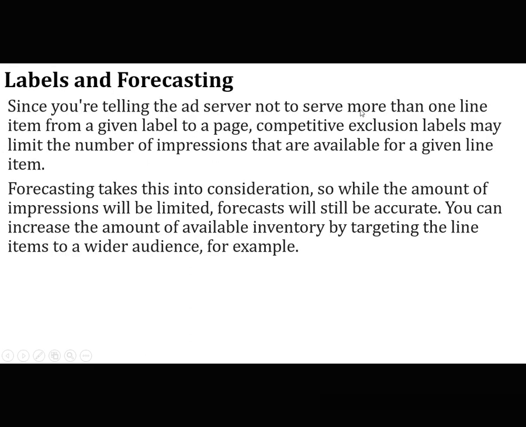Labels and forecasting. Since you are telling the ad server not to serve more than one line item from a given label to a page, competitive exclusion labels may limit the number of impressions that are available for a given line item. Forecasting takes this into consideration, so while the amount of impressions will be limited, forecasts will still be accurate. You can increase the amount of available inventory by targeting the line items to a wider audience, for example.